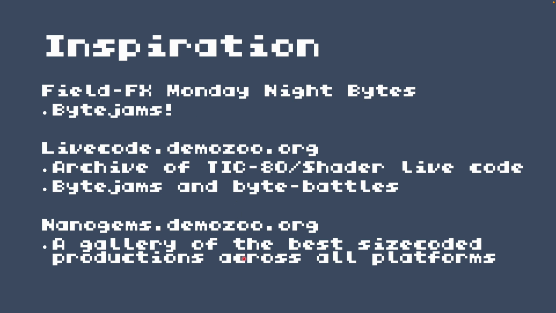Next up, livecode.demoscene.org. This is an archive of TIC80 and shader live code. So these byte jams that we talked about, byte battles from Lovebyte, all of that code is archived on livecode.demoscene.org, ready for you to take a look. And it has both byte jams and byte battles. Byte jams being more freeform, less restrictions, and byte battles being time restricted and character count restricted.